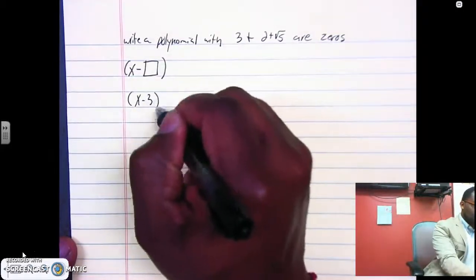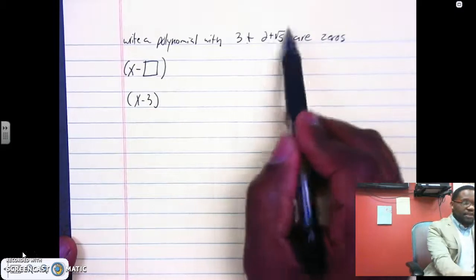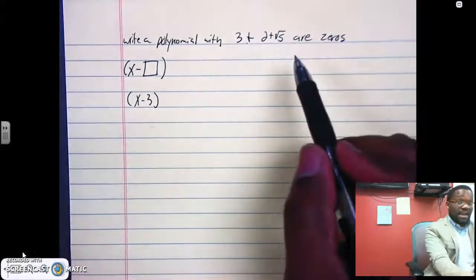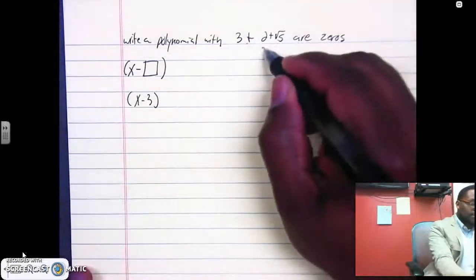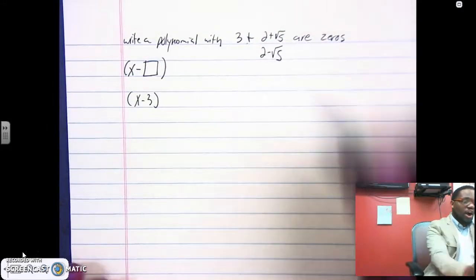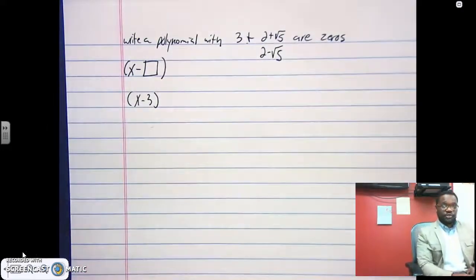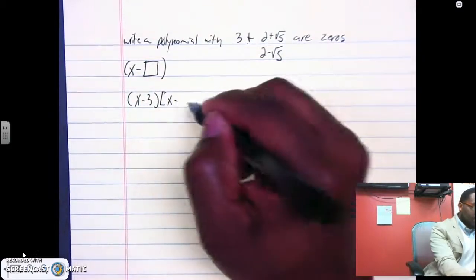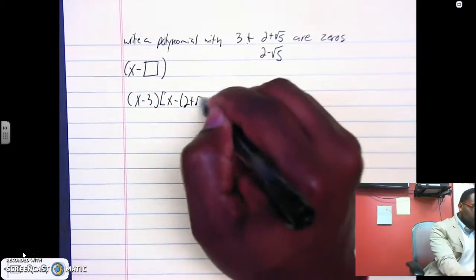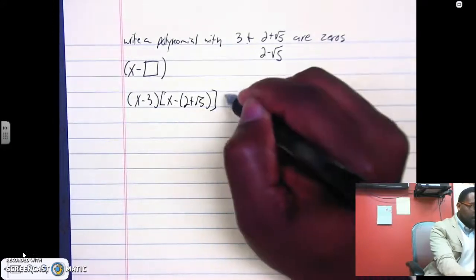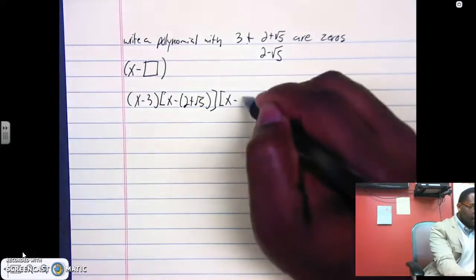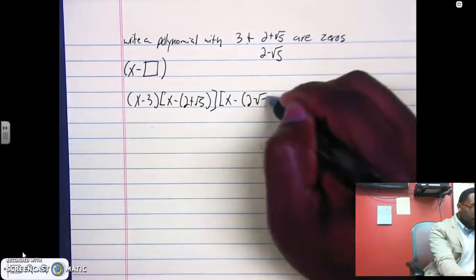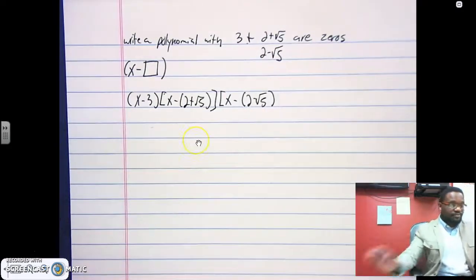x minus 3 is this one. However, whenever I'm given a radical or an imaginary number, I have to also know that 2 minus the square root of 5 is also a zero. That goes with it. They don't tell you both, but you have to know that. That's something you have to know. So what does that mean? That means that x minus, in parentheses, 2 plus the square root of 5 is a zero, and x minus, in parentheses, 2 minus the square root of 5 is a zero.